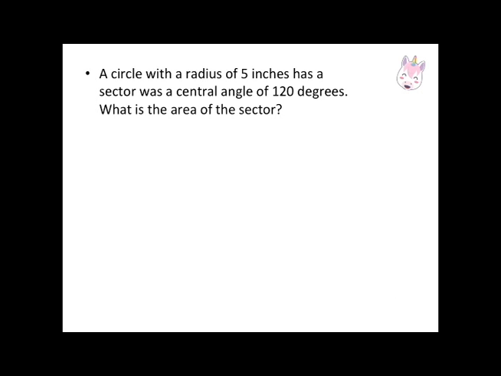Our next two problems are dealing with sector area. The first one reads, a circle with a radius of 5 inches has a sector with a central angle of 120 degrees. What is the area of the circle? Before we jump in, let's remember that the formula for sector area is n over 360 times pi times r squared. Now, let's draw this out.